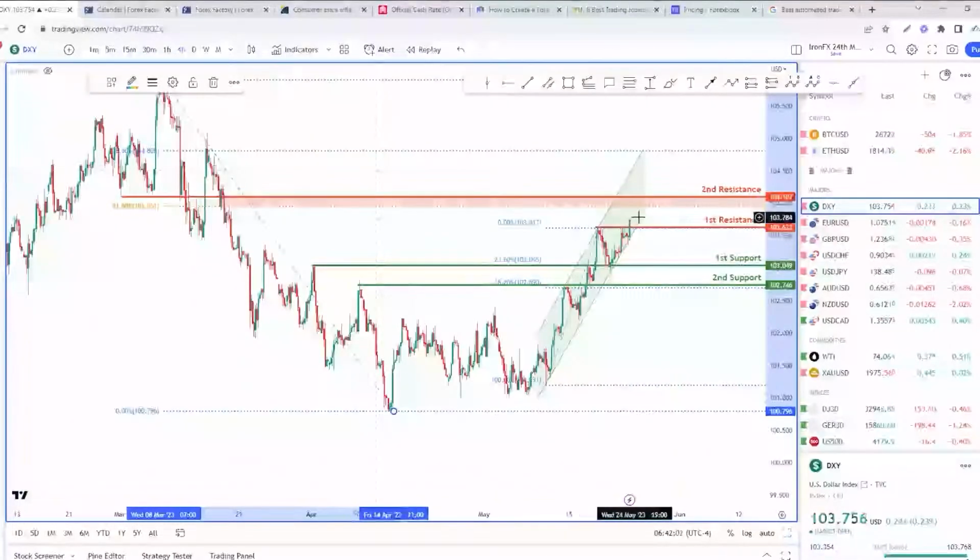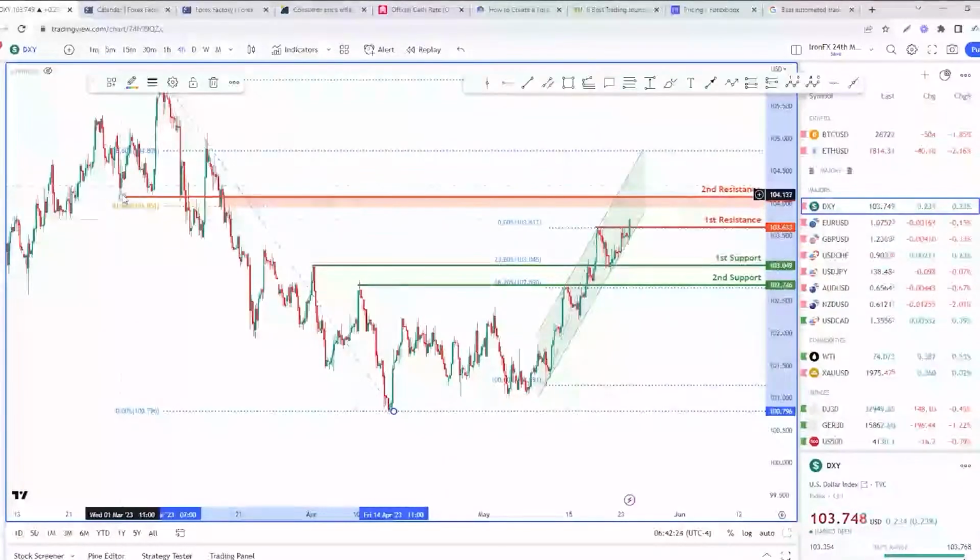So as you can see, now it's very likely that, as there's a strong demand for the US dollar coming in, the dollar index could push towards the 61.8% Fibonacci retracement, which is almost close to 104. And then we also have an overlap resistance here.